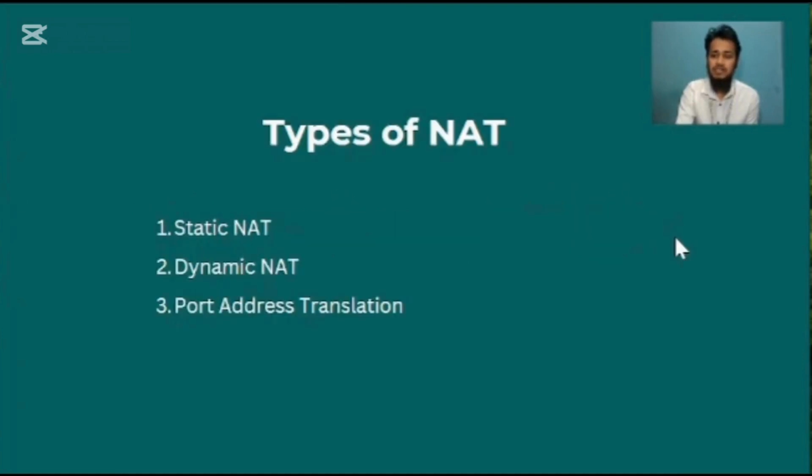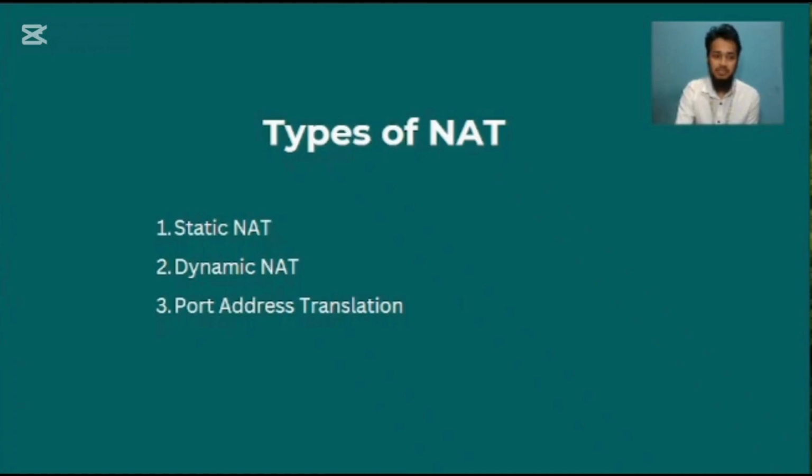Now I am going to my next slide, types of NAT. Here are three types of NAT: static NAT, dynamic NAT, and port address translation. So what is static NAT? Static NAT performs one-to-one translation between two addresses or between a port on one address to a port on another address. Static NAT is most often used to assign a public address to a device behind a NAT-enabled firewall router.